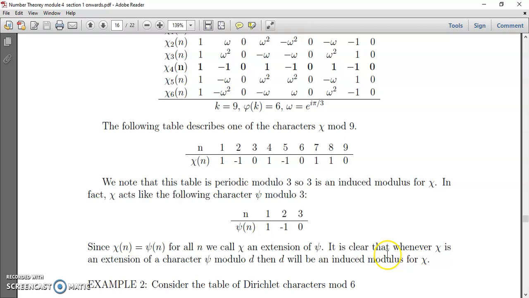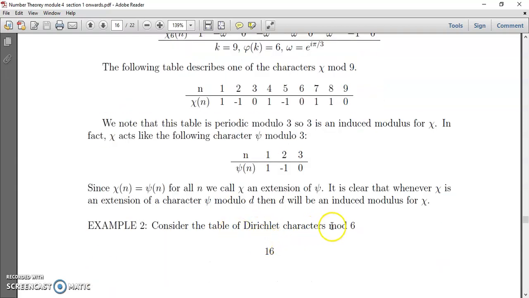But we have to now check whether the converse is true. That is, we have to check whether, if d is an induced modulus for chi, then chi is always an extension of psi. But this is not true. The converse is not true. For that we will take another example.